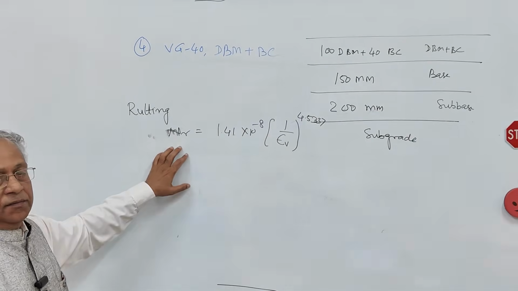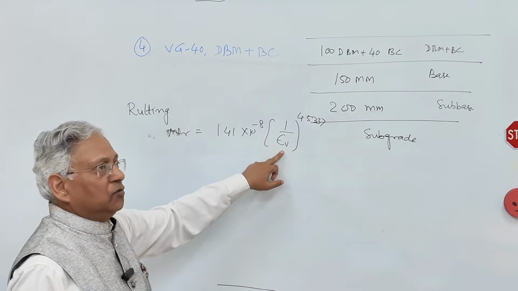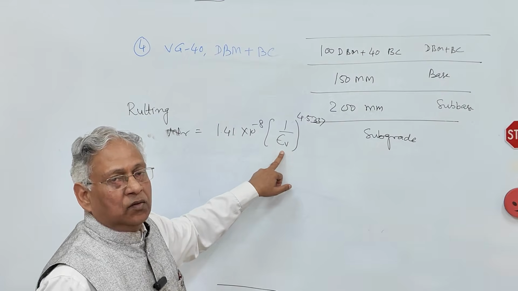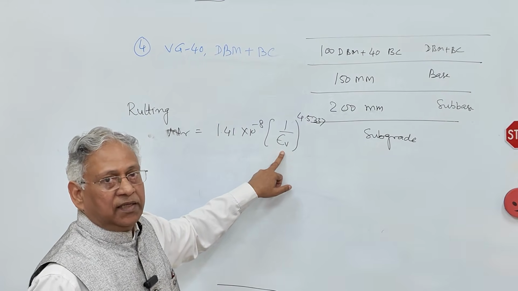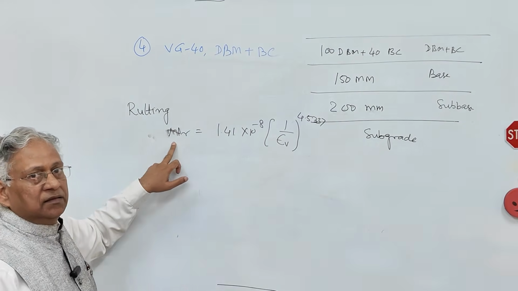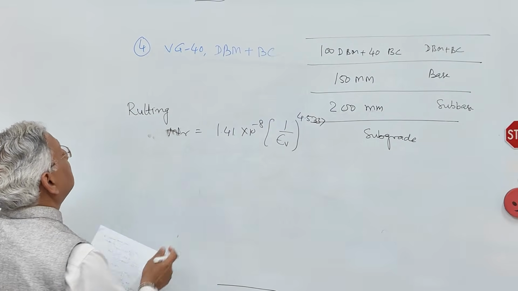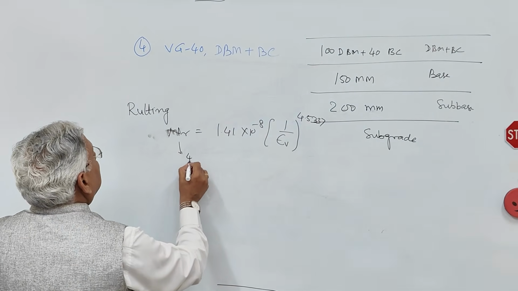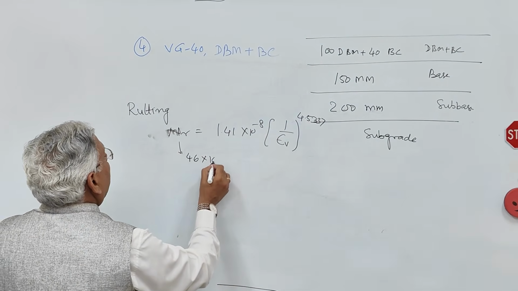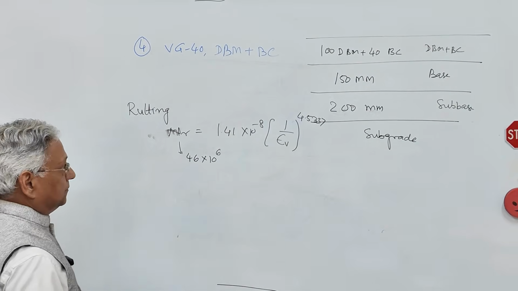This is the rutting equation. Allowable strain you can calculate from this equation. This is the vertical compressive strain at top of subgrade. NR is the design life. Design life you have taken 46 million, so 46 into 10 power 6.